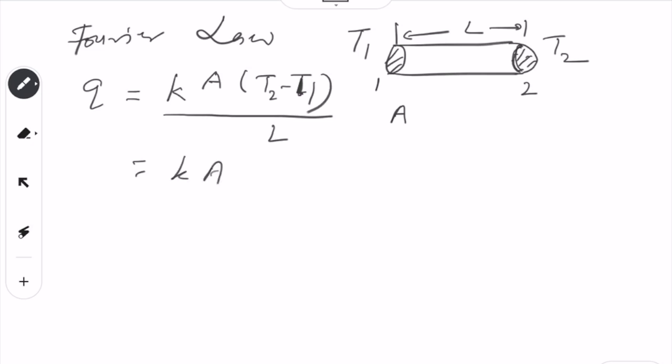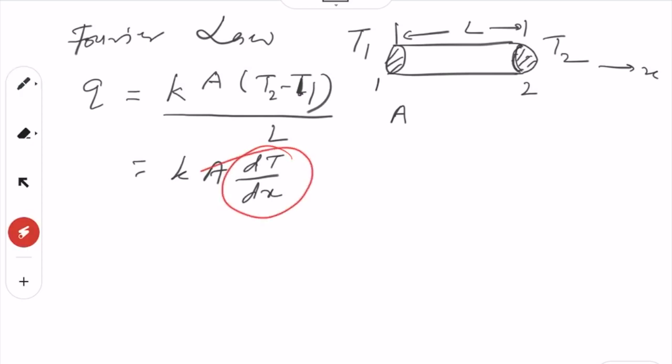So basically this tells you K A dT over dx, if x is in this direction. This is the differential equation form, which we will see later on. But right now we are talking about the discrete system, where we are not talking about the differential equation, but rather this kind of form. So you have Q that depends on the difference in the temperature.